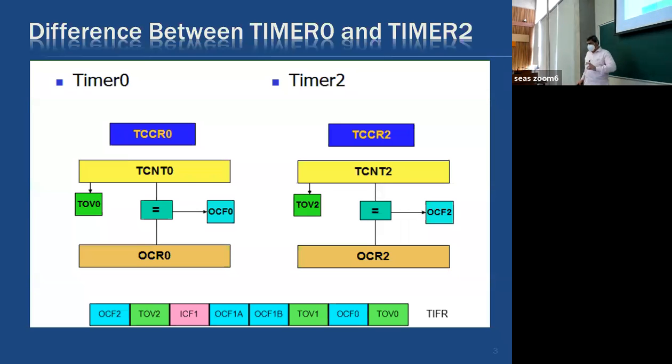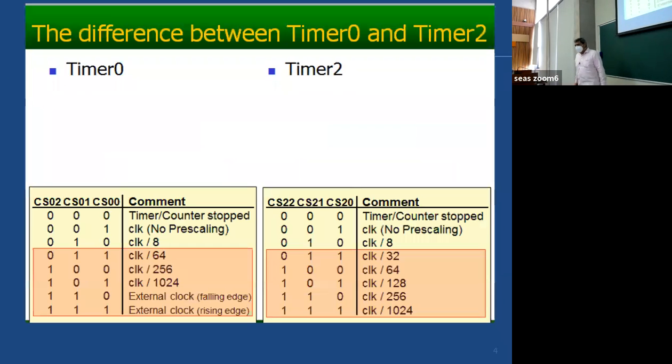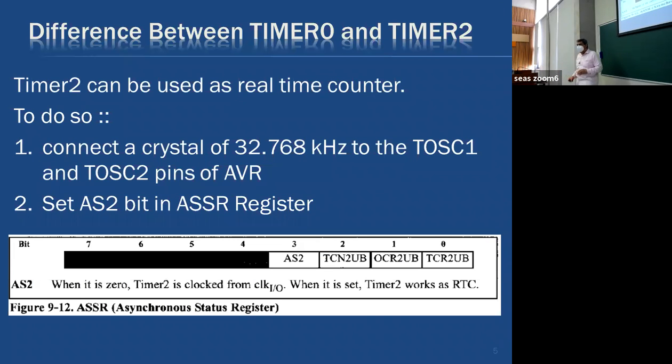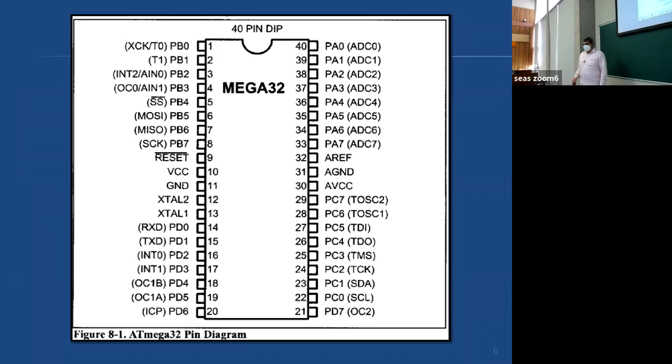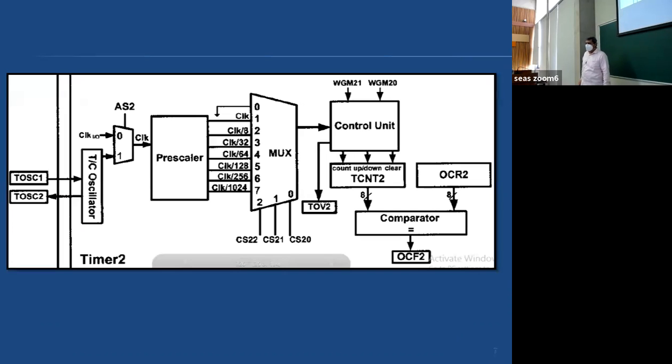So last time we discussed timer 2 and timer 1. For timer 2, we compared with timer 0. They are similar, not identical. A few things: timer 2 will have more options for prescaling, and timer 2 can be used as a real-time counter. Then we discussed timer 1. By the way, this is the diagram for timer 2.